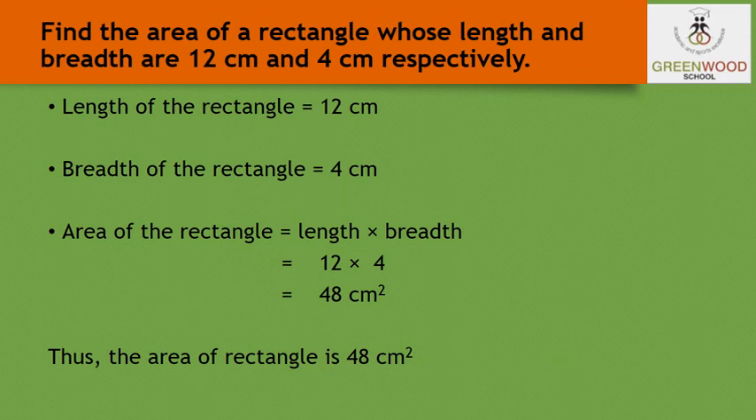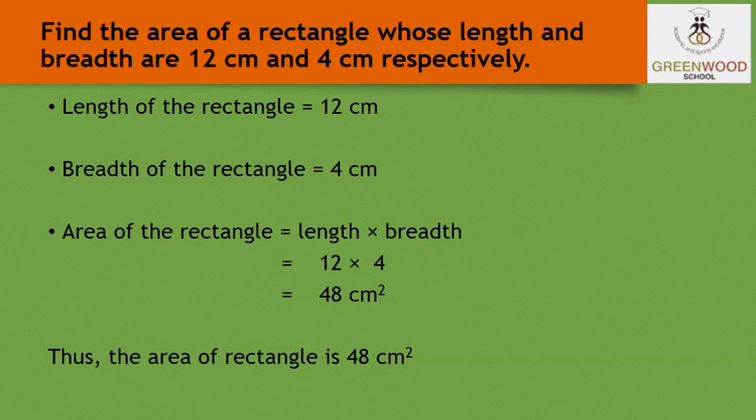Let us understand area using an example. Find the area of a rectangle whose length and breadth are 12 centimeter and 4 centimeter respectively. Here in the question, length of rectangle is given as 12 centimeter and breadth of rectangle is given as 4 centimeter. Now, to find area of rectangle, we'll substitute the formula length into breadth.